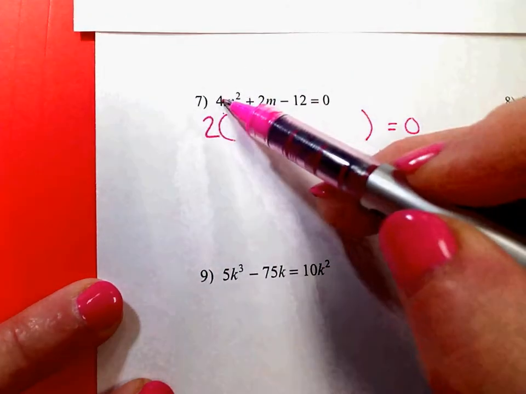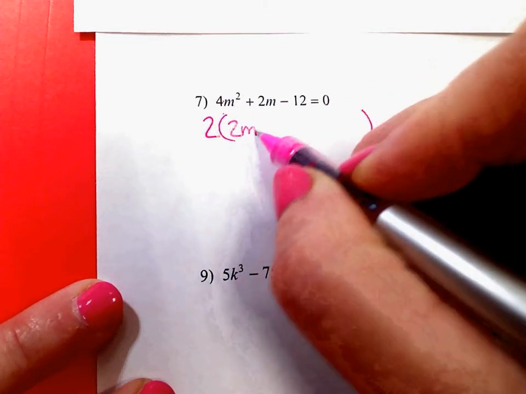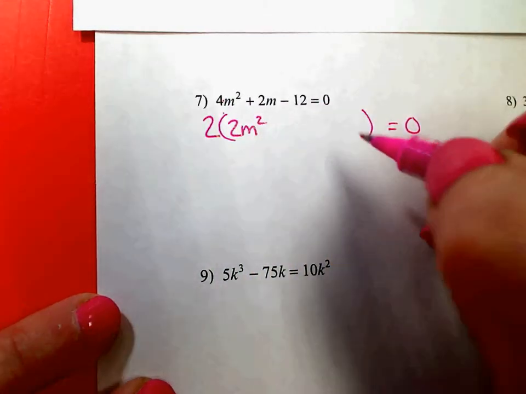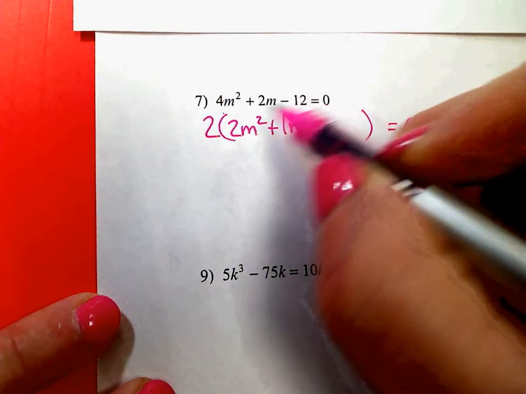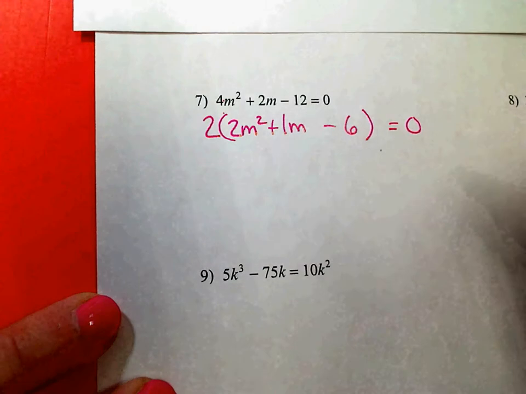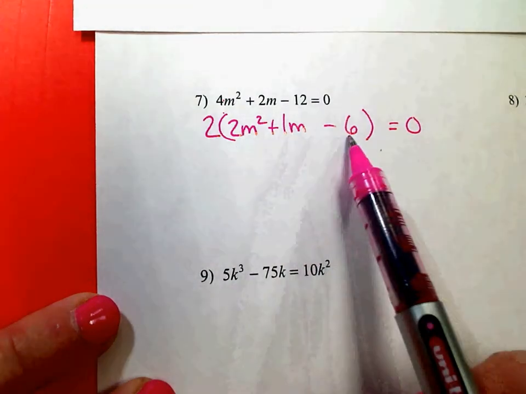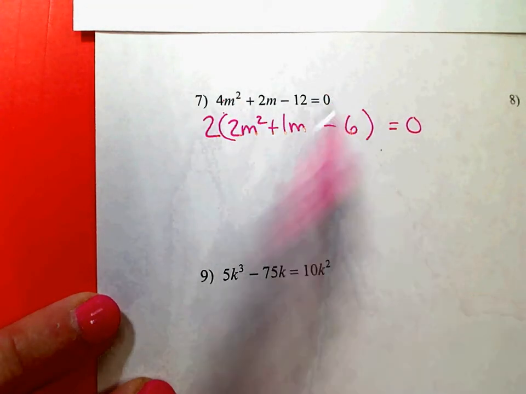So I'm going to do 4 divided by 2. The m's aren't changing because I can't take any m's out. Positive 2 divided by 2, and negative 12 divided by 2. So now I'm going to work with these numbers as opposed to the ones that I had to start with.